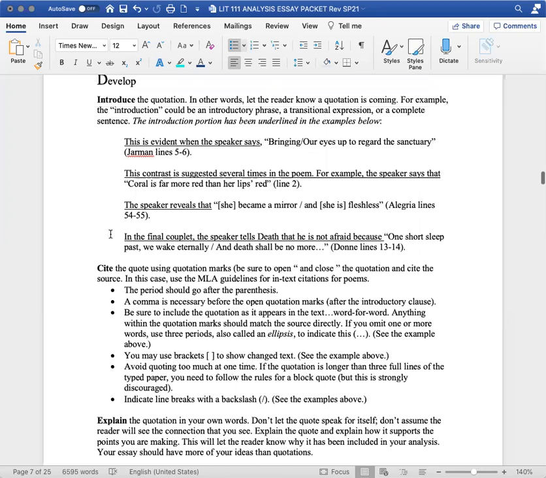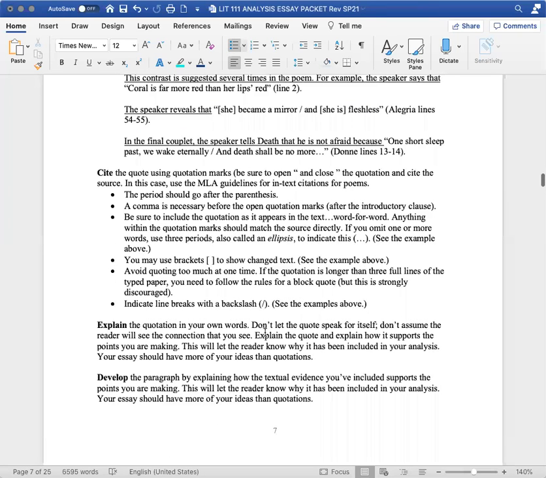So once you introduce it, you cite it, then you're going to explain it in your own words. And this is really how you get that development going. This is how you get those longer papers. So maybe sometimes explaining the quote in your own words or what it means. And also explain also means, how does that quote show the point that you're making?